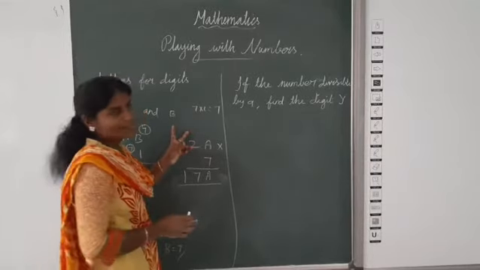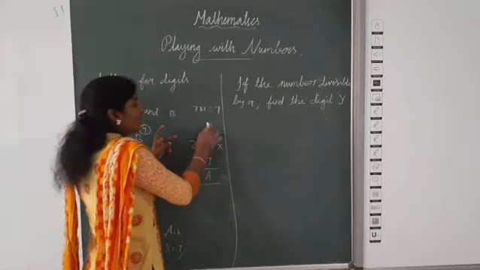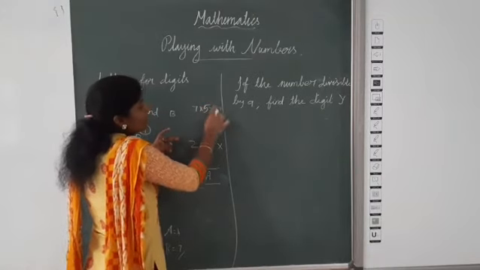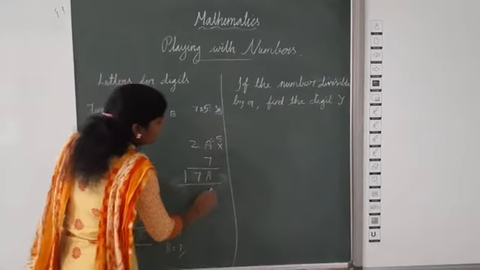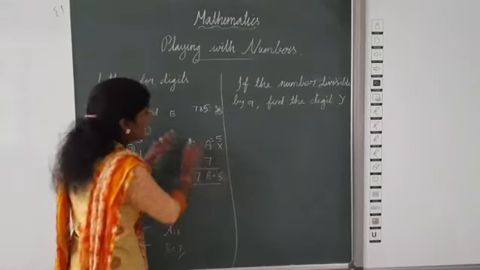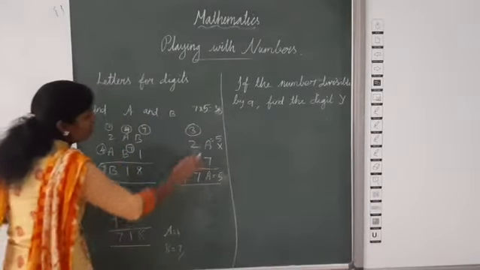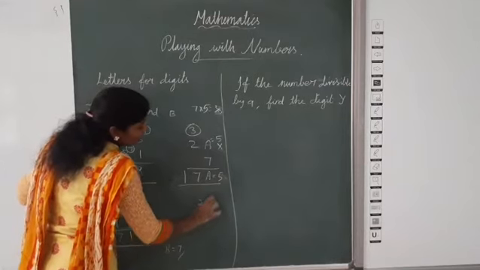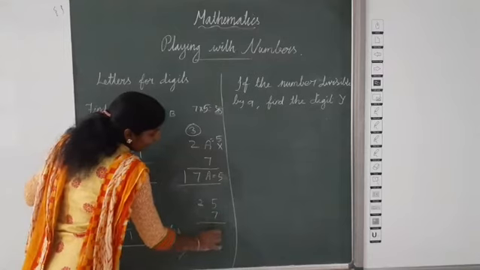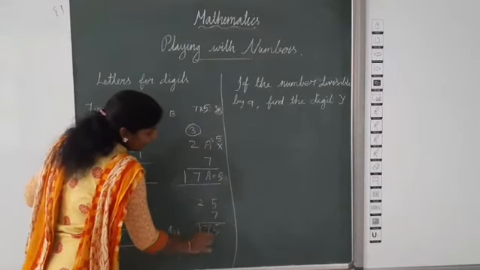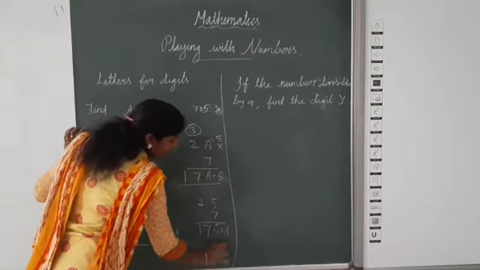So we need 3 here. Suppose here 5 means 35. 7 5s are 35. A is equal to 5 means 7 5s are 35. Here 5, 3 carry. Then 7 7s are 14, plus 3 is 17. So what is A? A is equal to 5. 7 5s are 35, 3 carry, 17. So A is equal to 5. Answer. What's the value of A? 5.